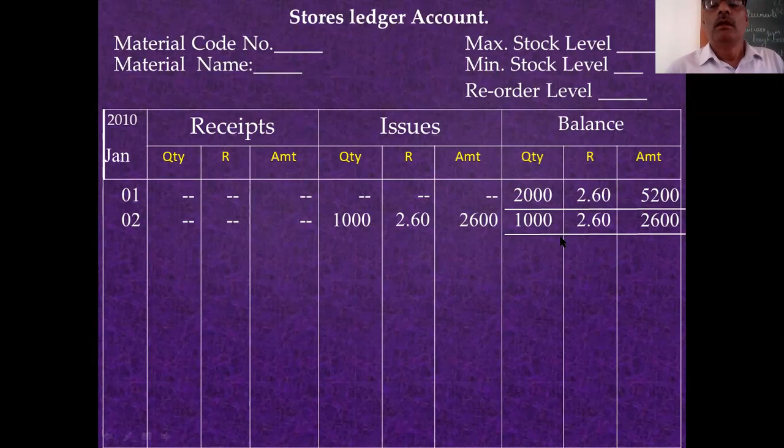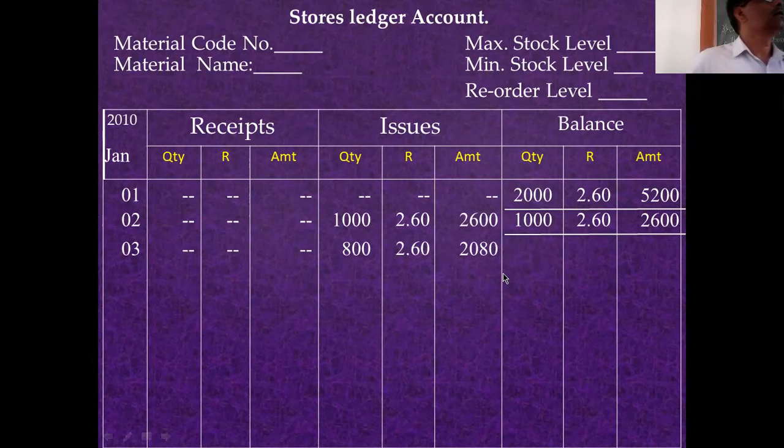Okay. 1000 quantity balance is there. You write the date. What is the quantity issued? 800 quantity. Only one lot is there. Okay. Balance is only 1000. So rate is 2.60. Amount is 2080. Okay.